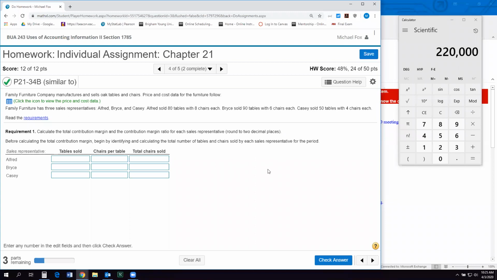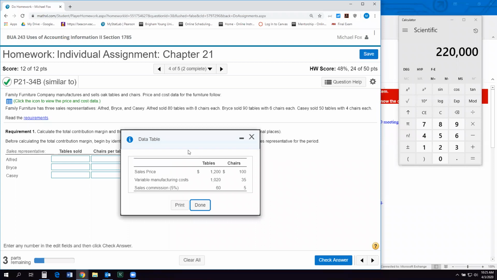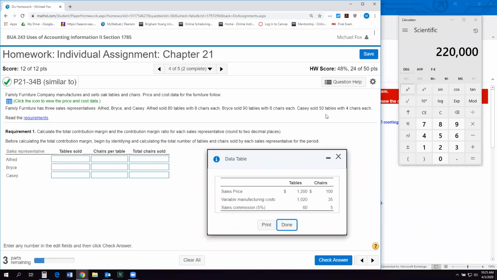All right, so here's number 4. This is the family furniture company, and what we're supposed to do is break out the tables sold, chairs per table, etc. It tells us that Alfred, Bryce, and Casey are their salespeople. Alfred sold 80 tables with 8 chairs each, so I'm going to say 80 and 8. Bryce sold 90 with 6 chairs each. And Casey sold 50 with 4 chairs each. Then we're supposed to figure out the total number of chairs sold.